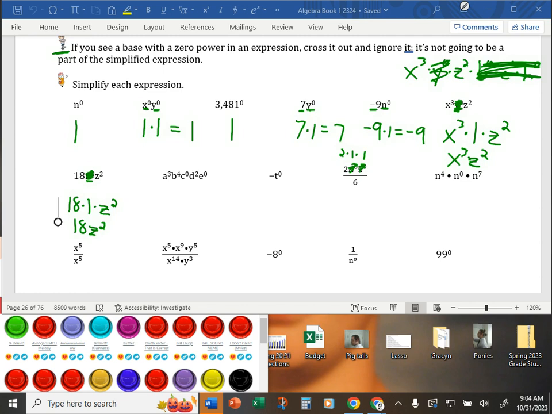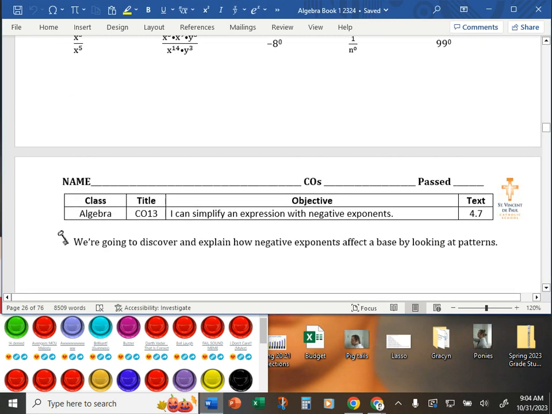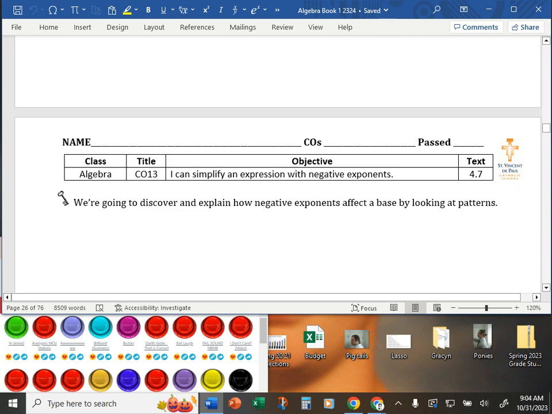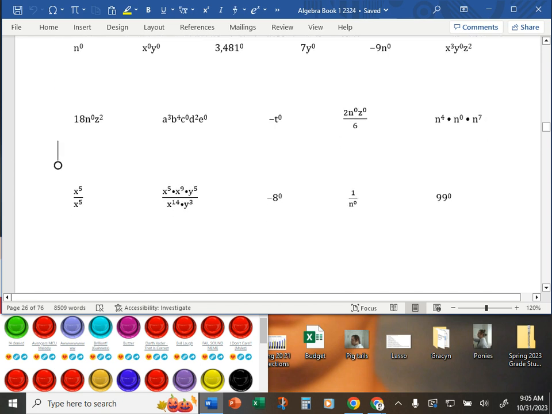This is due tomorrow. Give it a shot. I think you can do this. It's a 1-pager, and then tomorrow we get to dive into negative powers. How fun will that be? Negative powers. So, CO12 for homework for tomorrow. Hopefully you can get it done during class.